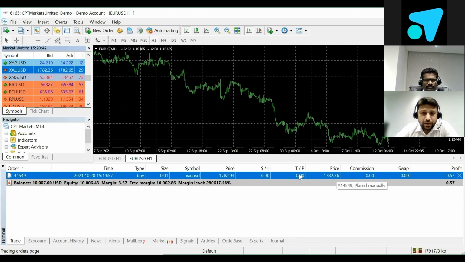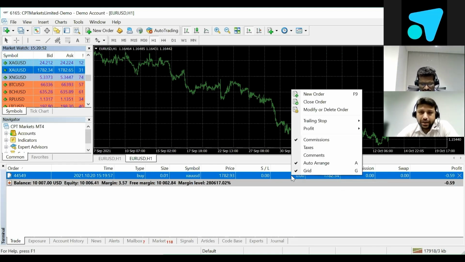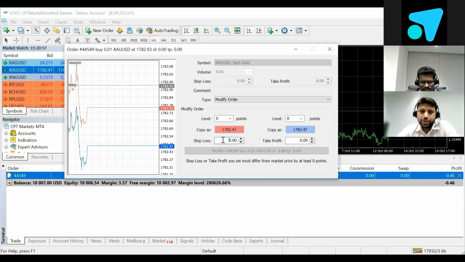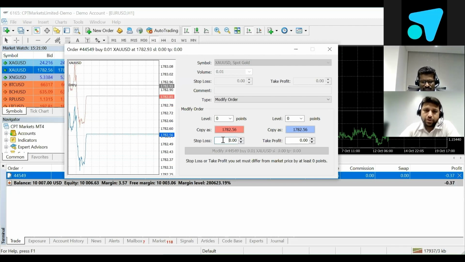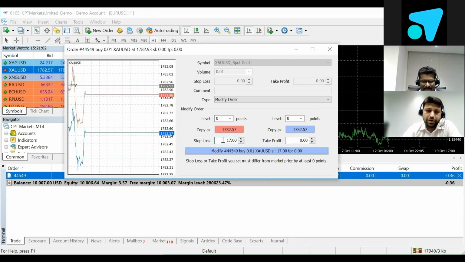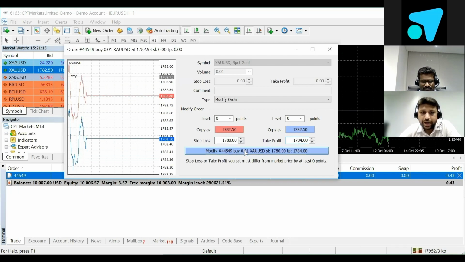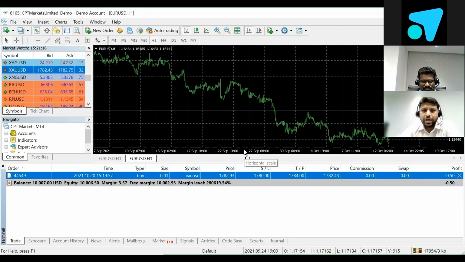Okay. So you can use stop loss and take profit at the time of making an order, or you can add them later by right-clicking and going to modify or delete order. Right here, you can put the stop loss. Say I'll put 1780, for example, as a stop loss, and 1784 as a take profit, and click here. Immediately both the levels are updated.